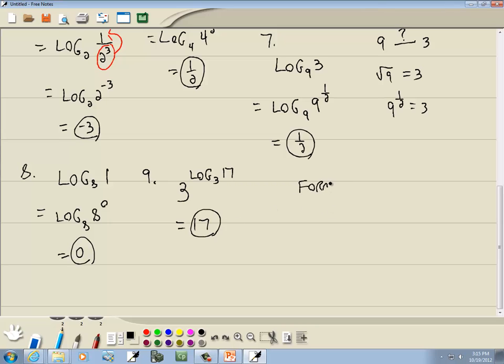Okay, let's look at our formula for that. So b to the log base b of q is going to equal q. So that'd be our formula for that. It's a very simple idea. Again, these match, the log and the 3's cancel, and we're just left with 17.